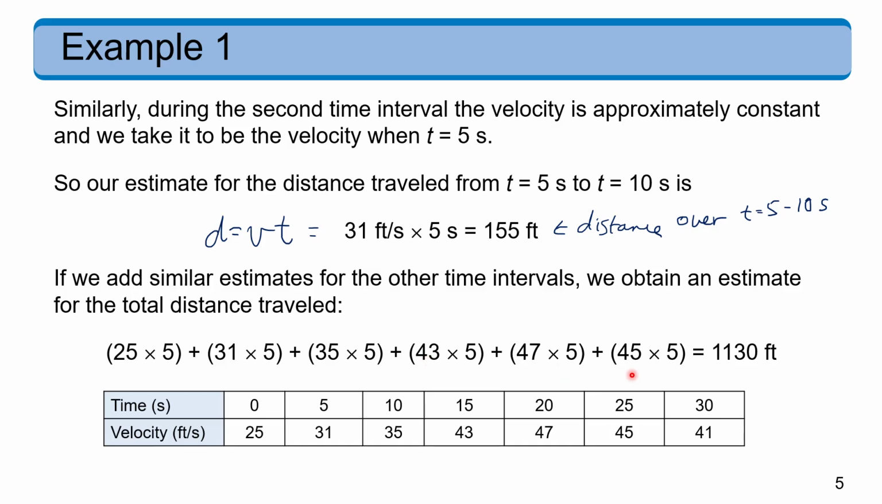We go all the way down to the last interval from time 25 to 30. We assume the velocity is 45 the whole time, multiply it by 5 seconds. And then when you simplify this calculation, you get 1,130 feet. So that's our estimate for the total distance traveled over the entire 30-second interval.